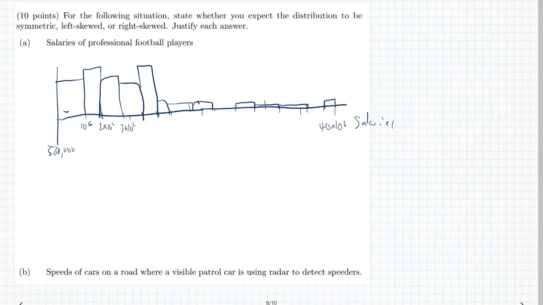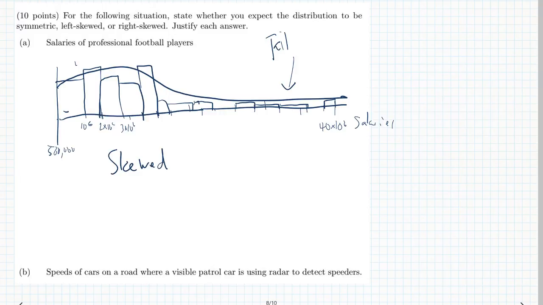So you get a distribution that looks like this. Notice the tail. If I were to draw a curve, I get a big hump, and then a tail like that. The tail is over here. So what does that tell us? It tells us our distribution is skewed right, or skewed to the right.